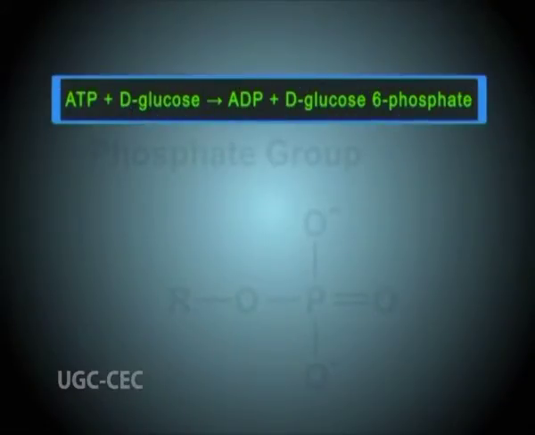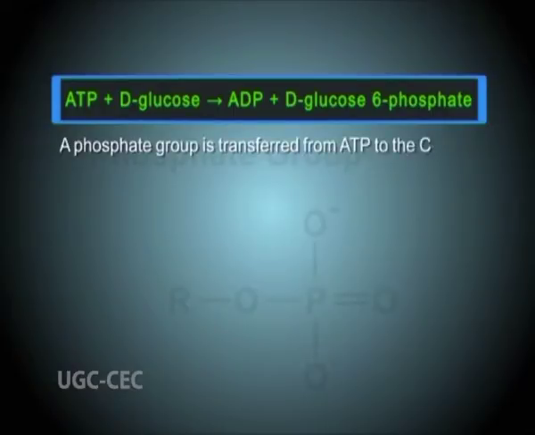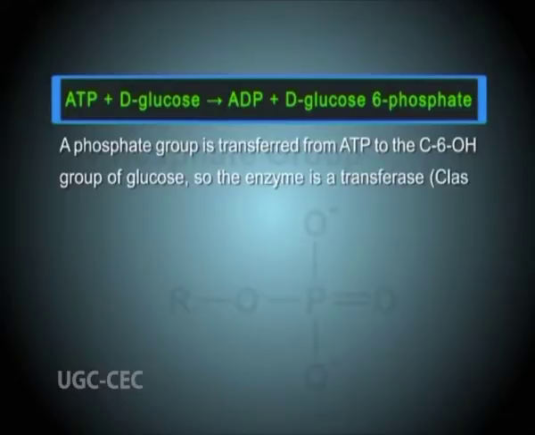To illustrate, consider the enzyme that catalyzes this reaction: ATP plus D-glucose, which gives ADP plus D-glucose 6-phosphate. A phosphate group is transferred from ATP to the C6 OH group of glucose. So the enzyme is a transferase, that is class 2.